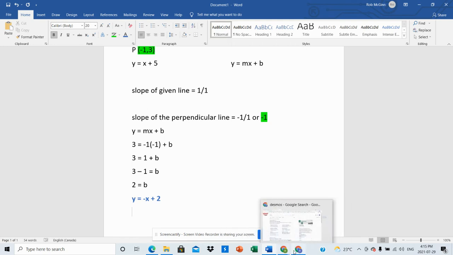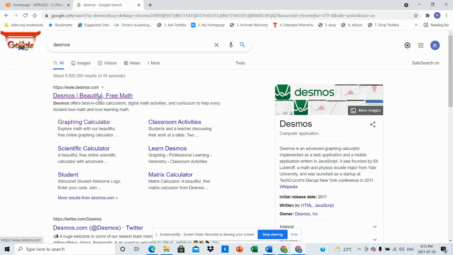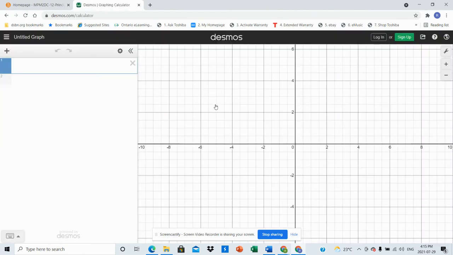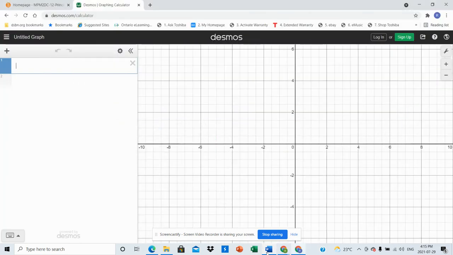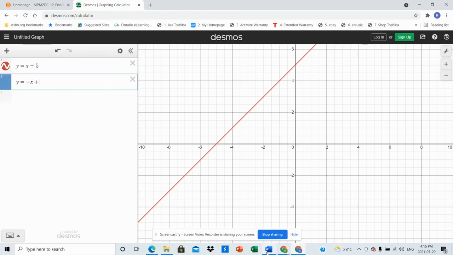So we're going to come over here to Desmos. Perfect. We're going to put in our two equations. Y equals x plus 5. That's my first one. Perfect. And then we have y equals negative x plus 2. Great. And now all we need to know is what's our point of intersection? Well, our point of intersection is negative 1.5 and 3.5. So let's write that down: negative 1.5, comma, 3.5.